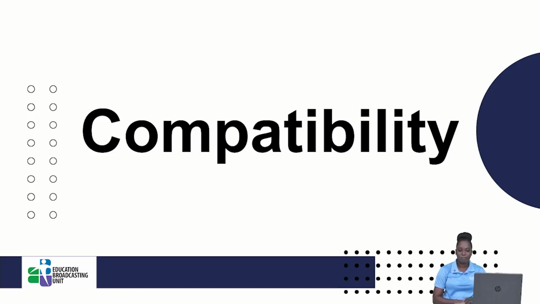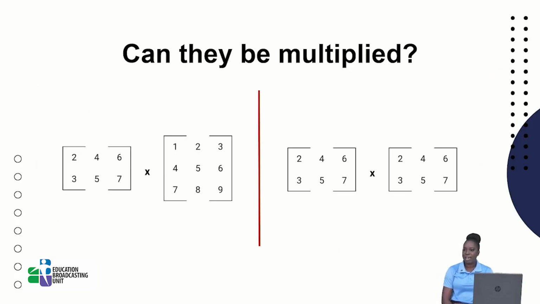Not every pair of matrices can be multiplied. If you have two matrices, the number of columns in the first matrix must equal the number of rows in the second matrix. So here we have two examples of multiplication, and we're going to test to see if they are in fact compatible. So for example, our first matrix to the left is a 2 by 3 matrix because it has 2 rows and 3 columns.